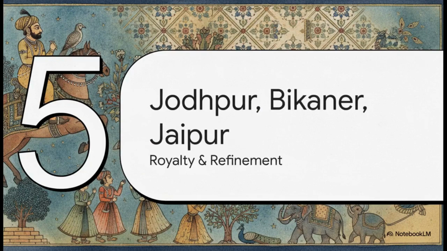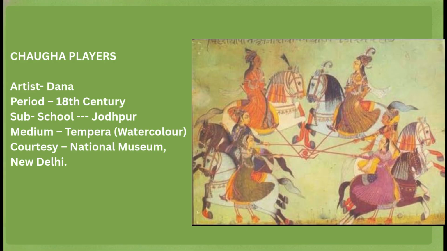Part 5. Jodhpur, Bikaner, and Jaipur. Now, feast your eyes on this gem from Jodhpur, which is also known as Marwar. The masterpiece is called Chaugan Khelti Hui Rajkumariyan, which translates to princesses playing polo.